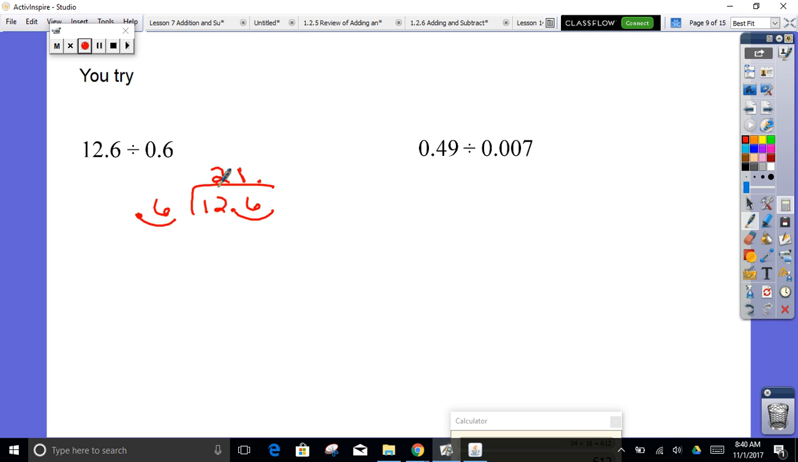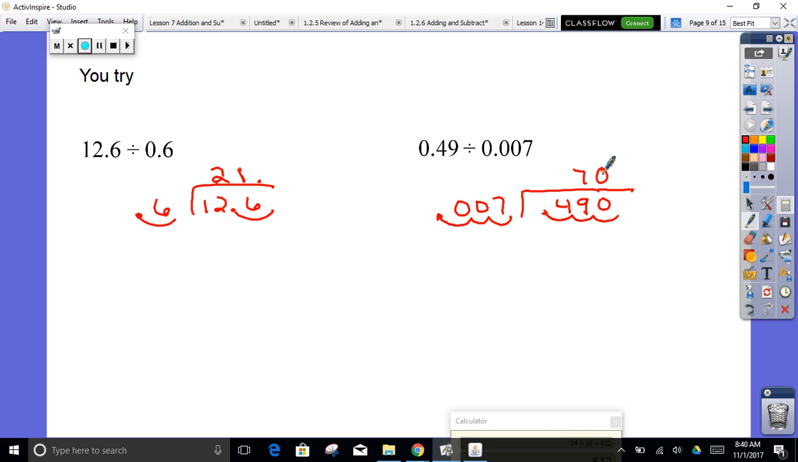Okay, Zoe, what did you get for the next one? 70. 70 is correct. Good. So 0.007 into 0.49. We have to move the decimal over 1, 2, 3, and 1, 2, 3, which means adding a 0. 7 goes into 49 7 times evenly, and then 0. So 70.